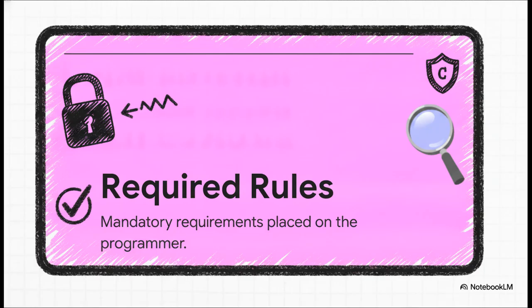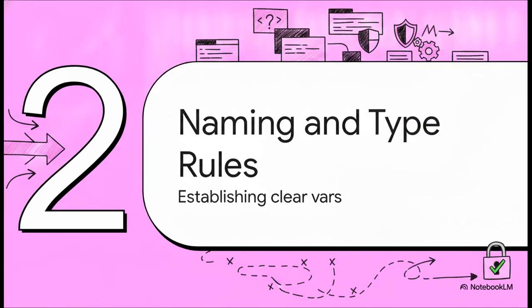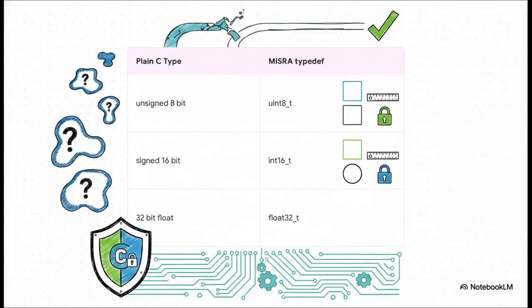There might be some incredibly rare, heavily documented exceptions, but for this tutorial, we're treating both as our absolute gold standard. Moving on to Section 2, Naming and Type Rules. It's all about establishing clear variables. You know, standard C types like int or char are actually deeply ambiguous. Their actual size can change entirely depending on the compiler and the architecture you're using.